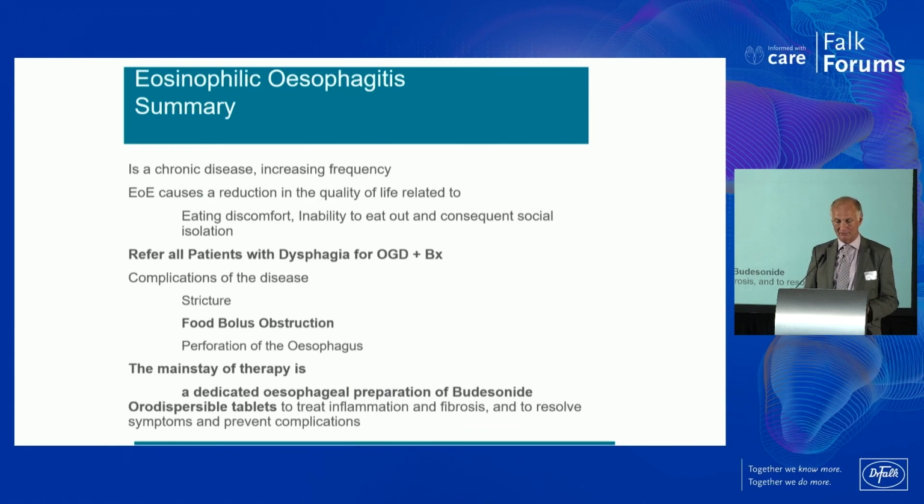So in summary, ladies and gentlemen, EoE is a chronic disease that's increasing in frequency. It causes a reduction in quality of life across the board for these patients in relation to eating problems. You need to refer all your patients with dysphagia for a gastroscopy and a biopsy. If they've got EoE, you need to be aware of the complications of stricture, bolus obstruction and perforation. And the mainstay of therapy in any patient who has fibrosis is the orodispersible preparation of budesonide.